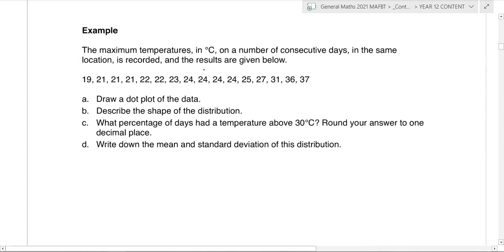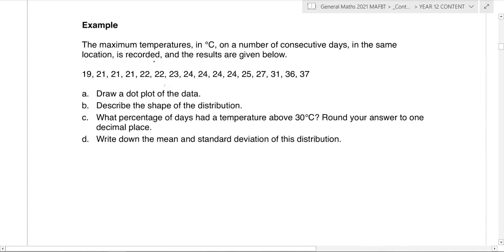All right, so let's do an example here. The maximum temperature in degrees of a number of consecutive days in the same location is recorded, and the results are given below. So here's the results. Part A, we're going to draw a dot plot. Part B, describe the shape of the distribution. So the shape, remember, is positively skewed, negatively skewed, or approximately symmetrical. Part C, what percentage of days had a temperature of 30 degrees or above? Round your answer to 1 decimal and write down the mean and standard deviation.